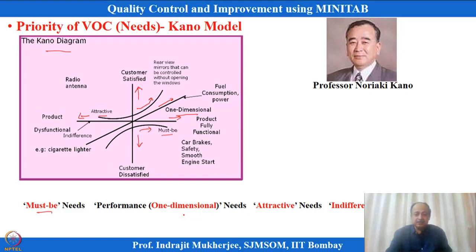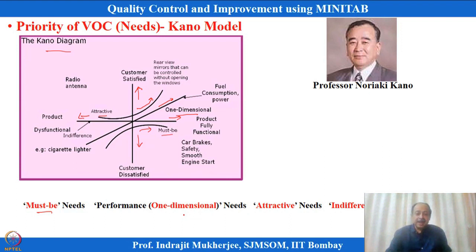And then there is one-dimensional type of needs, that means the more you provide, the more I am satisfied. Okay. So must-be category, what we can think of over here, is safety of the car, car brakes, engine starting, smooth engine start, if we are talking about car design. So in this case, these are the priorities of the customer. If safety is not there, I will not buy the car basically. So this is the must-be category. If it is not there, I will be completely dissatisfied.